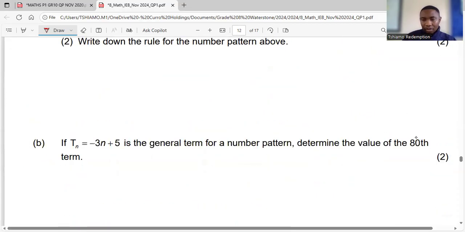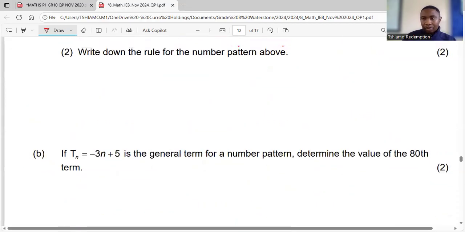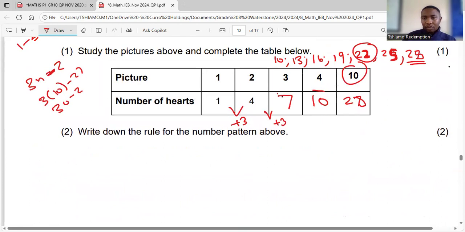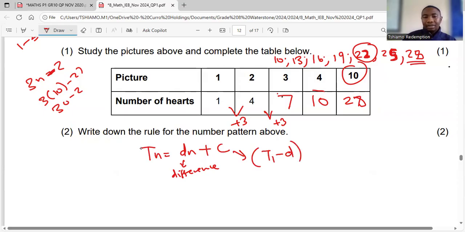Okay, moving along. So picture 8 will have 28. Then determine the rule for the pattern. How do we get the pattern? The formula we use is this one, dn plus c. D, we write the difference, the constant difference, that number you're adding all the time. And c is T1 minus d. Then this will give you straight the answer.